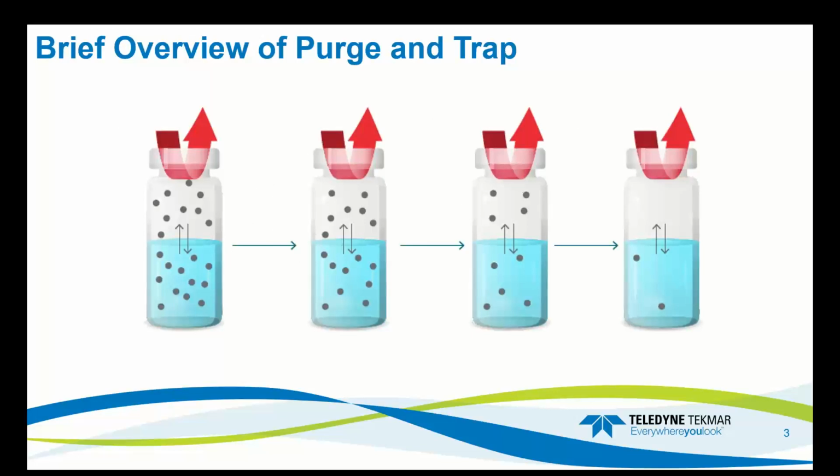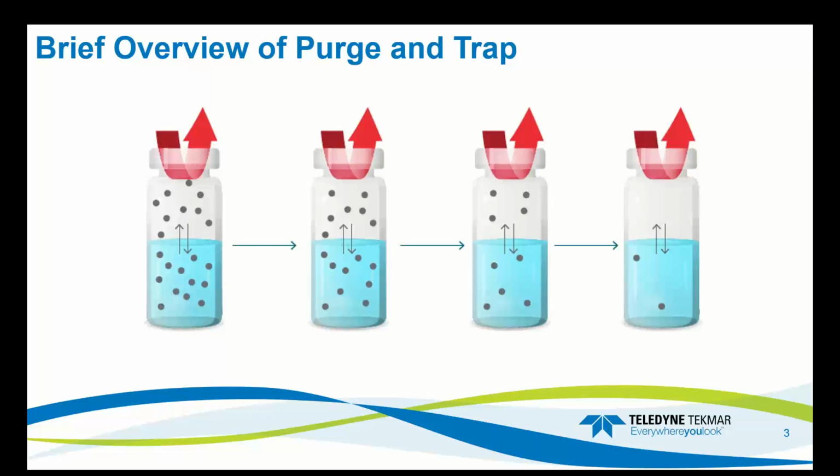Now let's get into how Purge and Trap works. The theory of purging and sweeping the sample with an inert gas is called dynamic headspace theory. It sounds simple, but it is a very complex process. Purging a sample to extract analytes is a gas extraction. In purging a sample, the system is no longer at equilibrium.